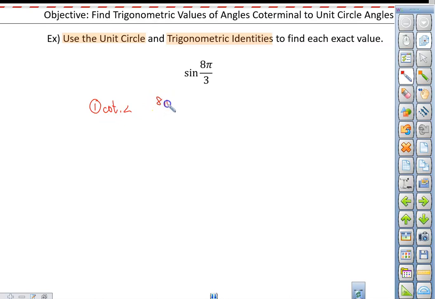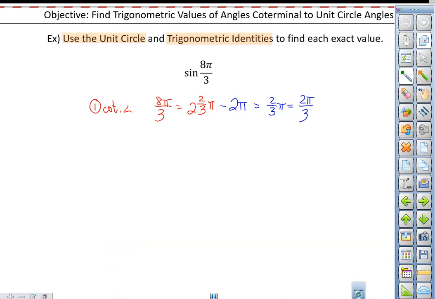So our 8 pi thirds, as 8 thirds is a mixed number, would be 2 2/3 times pi. So subtracting off a full revolution, always full revolution, so multiples of 2 pi. In this case, just 2 pi, that gives me 2 minus 2 is 0, so I have this 2/3 here, so I have 2/3 pi, which is 2 pi thirds as a unit circle angle.